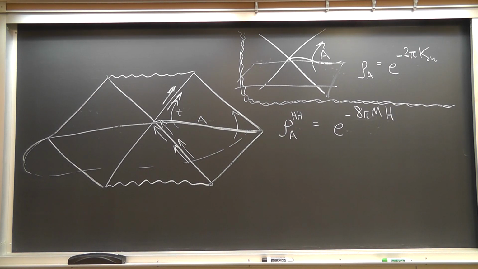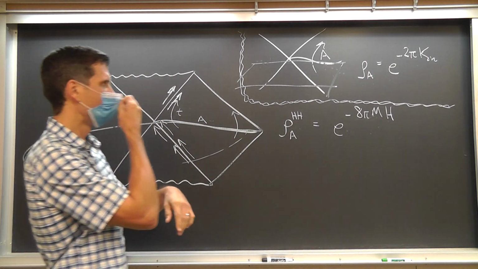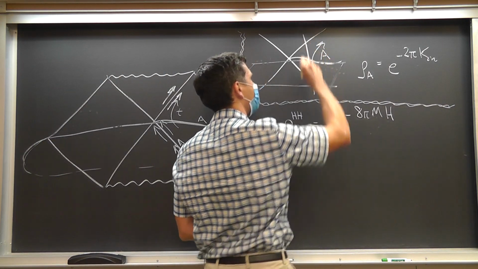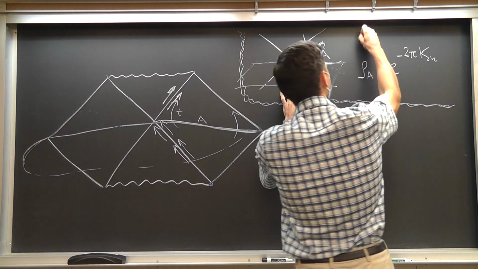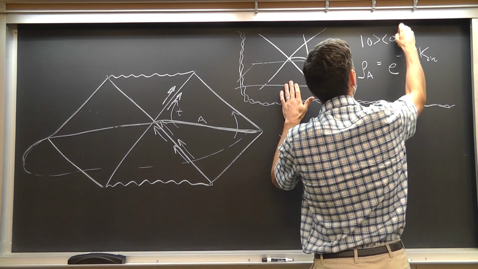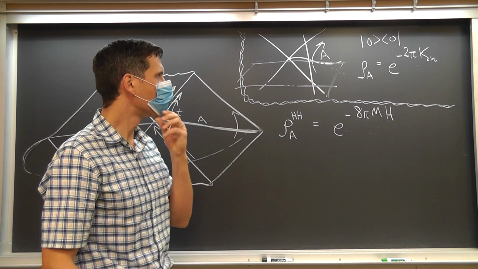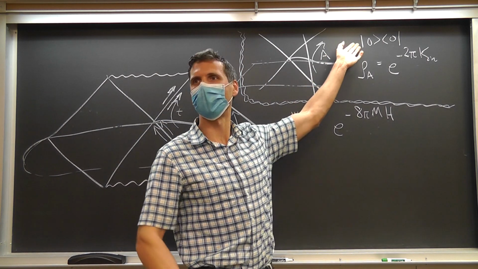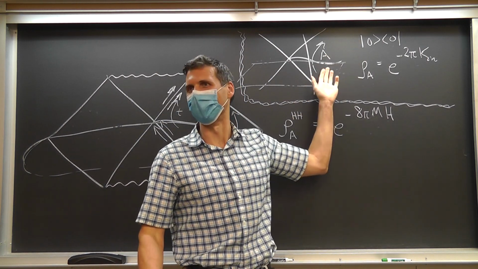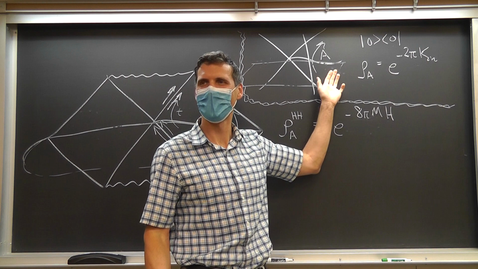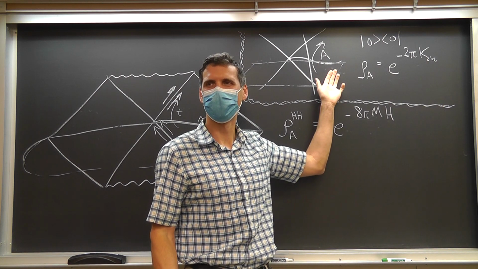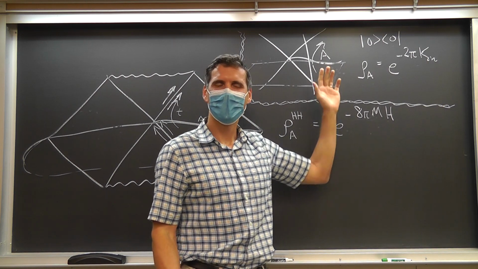Well, I don't think we have to calculate anything to explain that fact. The inertial observer here, our starting point, remember, was that we were in the Minkowski vacuum. So we might as well just do the calculation in the Minkowski vacuum, and then we know that this observer doesn't see anything. Like, do you make it agree with the fact that rho A is that e to the negative 2 pi k?